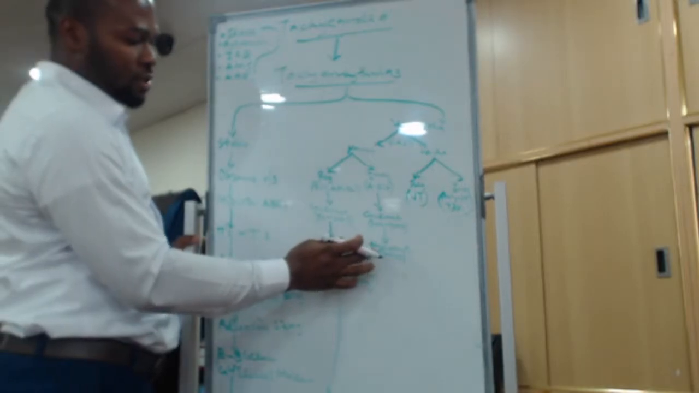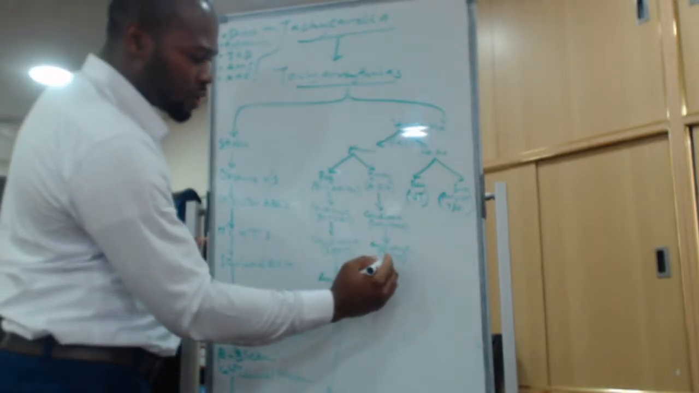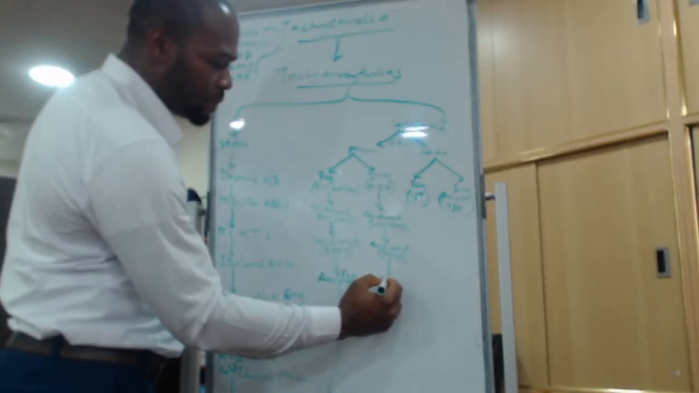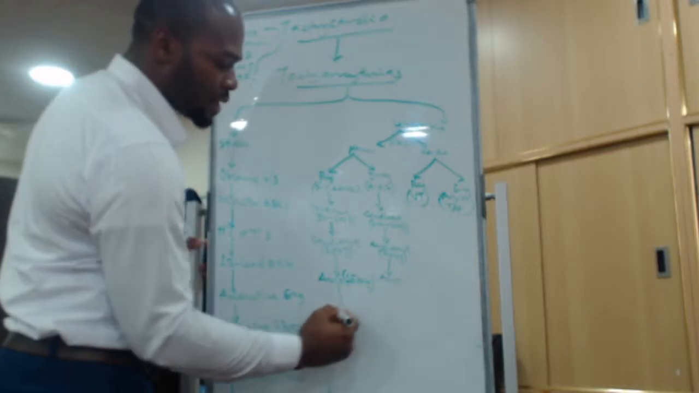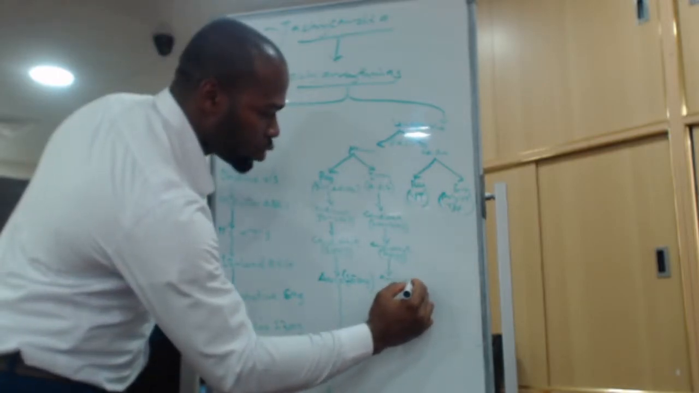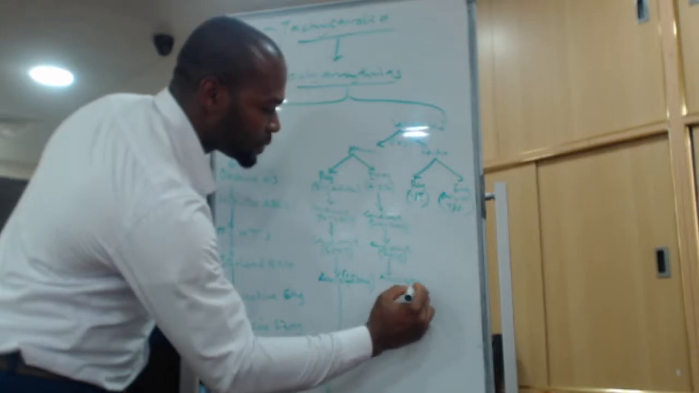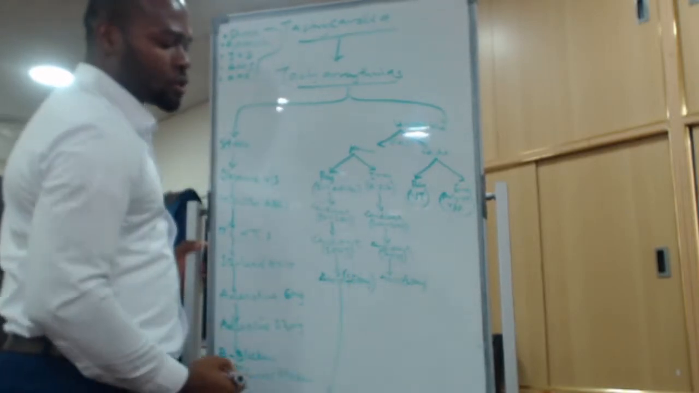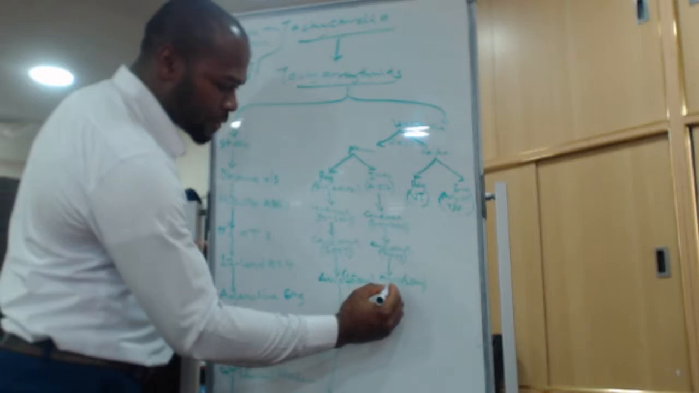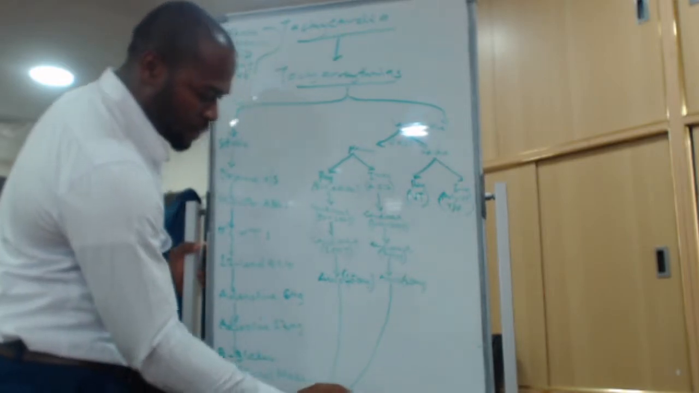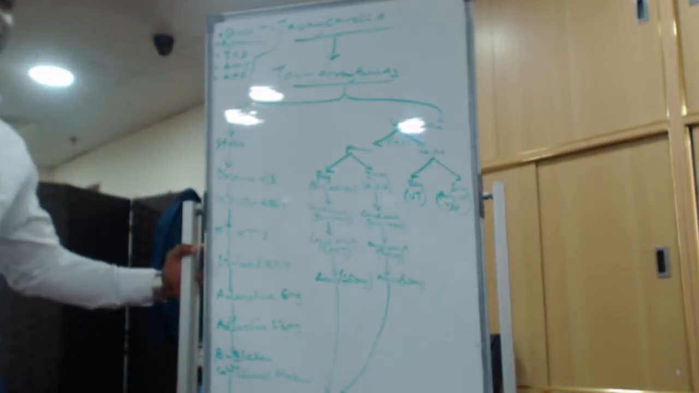If cardioversion, the second dose, does not work, what do you want to consider next? Amiodarone. How much? 150 milligrams. If amiodarone doesn't work, what do you want to consider next? Seek expert consultation.